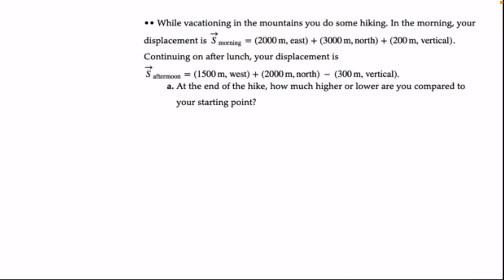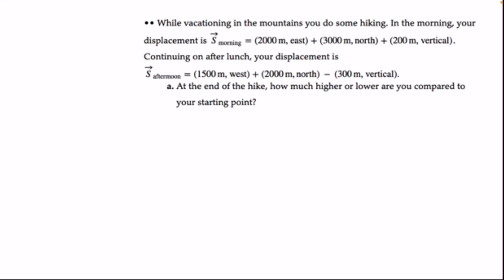While vacationing in the mountains, you do some hiking. In the morning, your displacement is 2,000 meters east plus 3,000 meters north plus 200 meters vertical. Continuing on after lunch, your displacement is 1,500 meters west plus 2,000 meters north minus 300 meters vertical. Part A. At the end of the hike, how much higher or lower are you compared to your starting point?